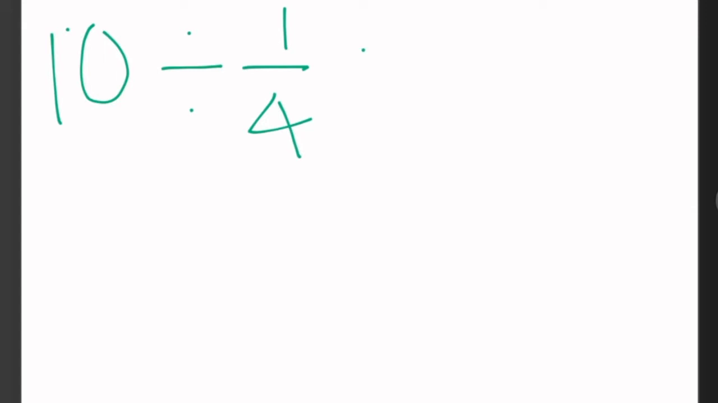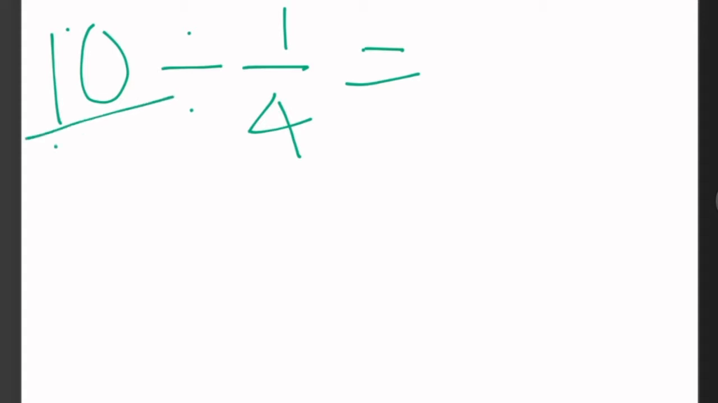We need to figure out how many tacos everybody needs to get. So we're going to divide 10 divided by 1/4, because everybody is going to get 1/4 of a taco. So we need to see how many people we need to get.